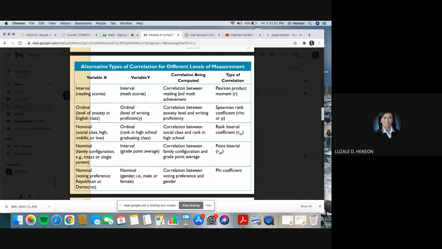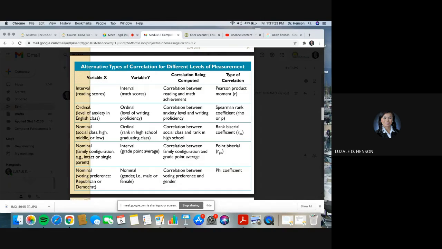An example of that is correlation between reading and math achievement, because achievement is recorded as continuous data. Let's say grades: grade or performance in reading, performance in math. So these are two continuous data.